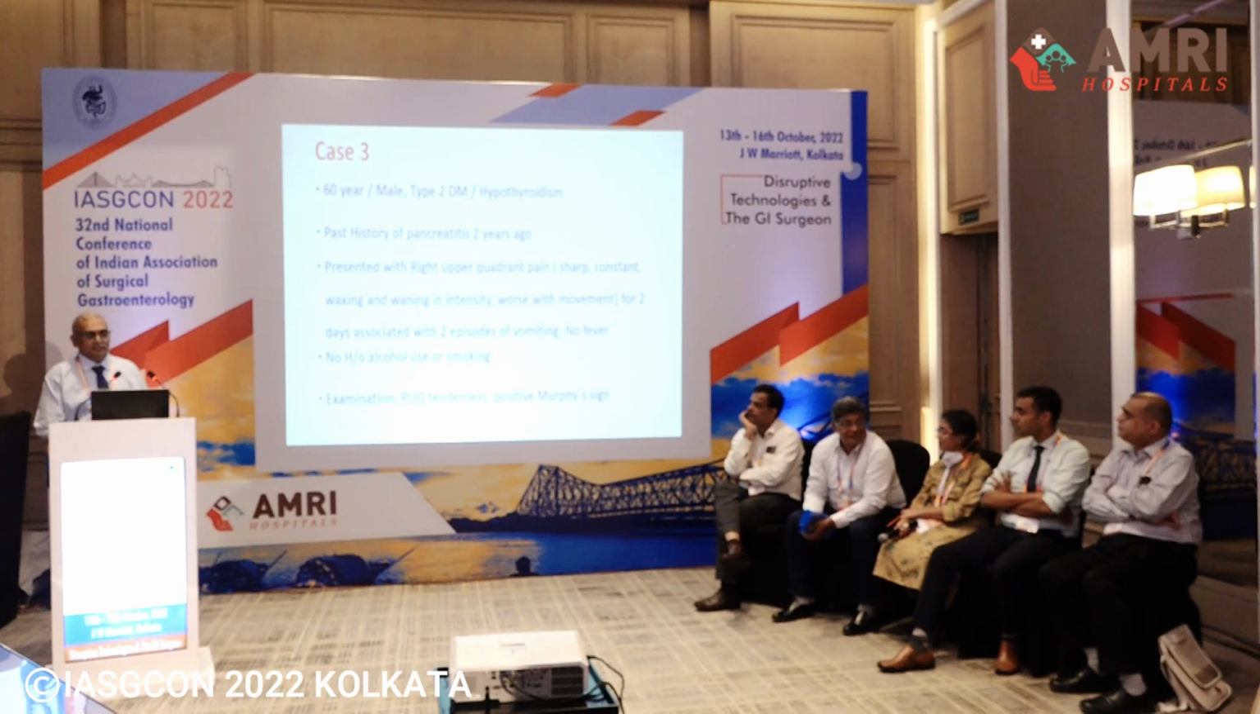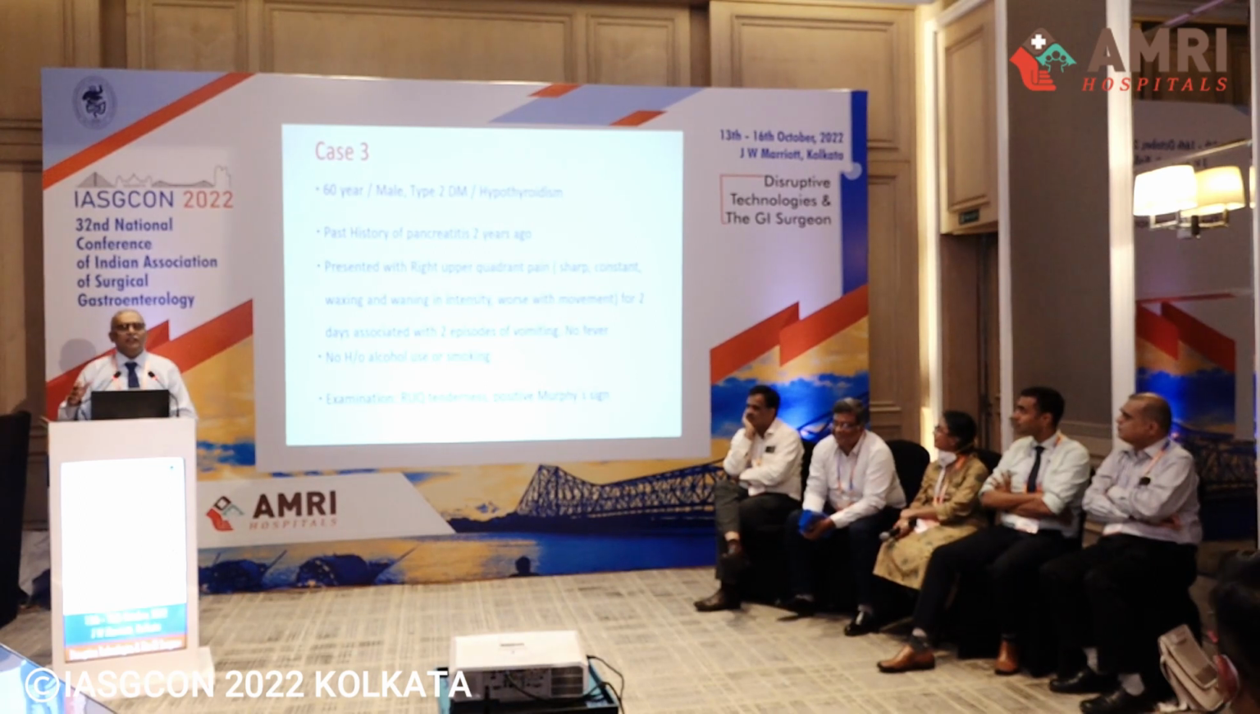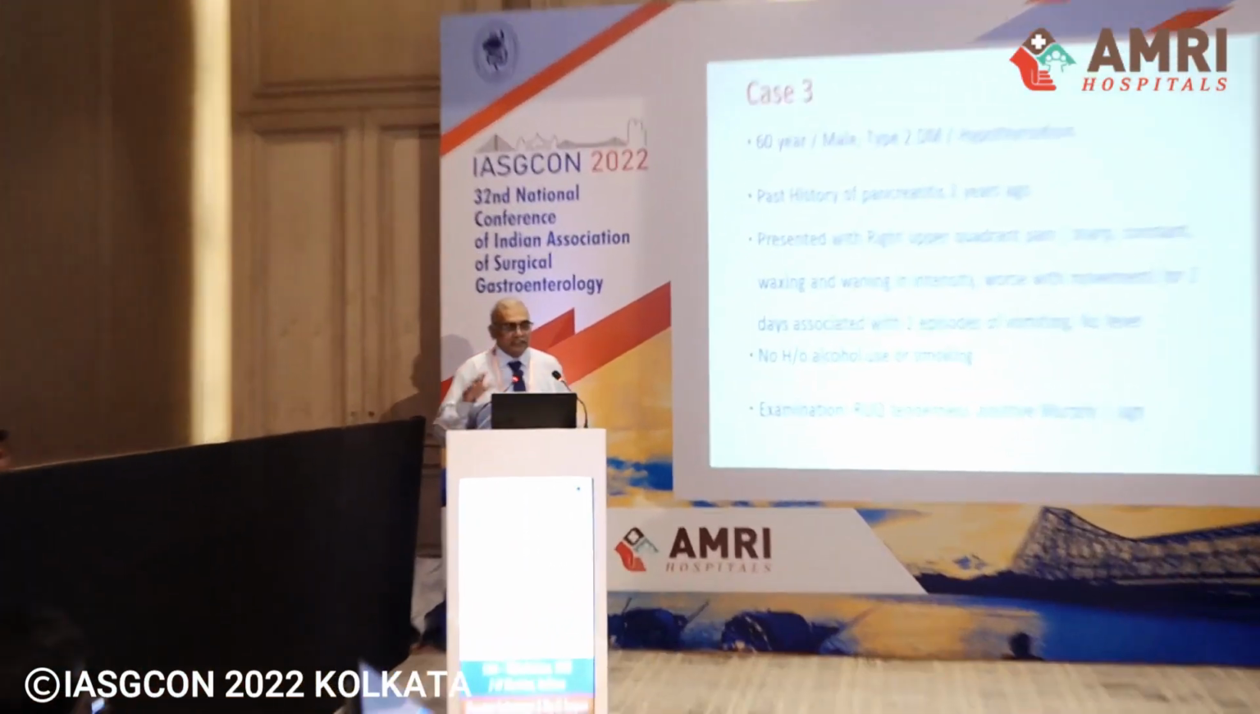Let's go to the third case. This is again a very common issue which all of us face while doing cholecystectomy. A 60-year-old male, type 2 diabetes and hypothyroid, past history of pancreatitis 2 years ago, presented with right upper quadrant pain, sharp, constant, waxing and waning, associated with 2 episodes of vomiting, no history of alcohol use. On examination, right upper quadrant pain, Murphy's sign, and he has gallstones.